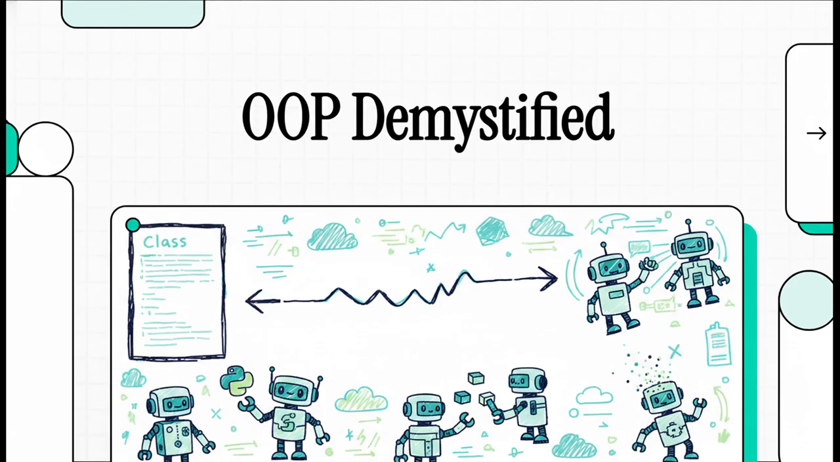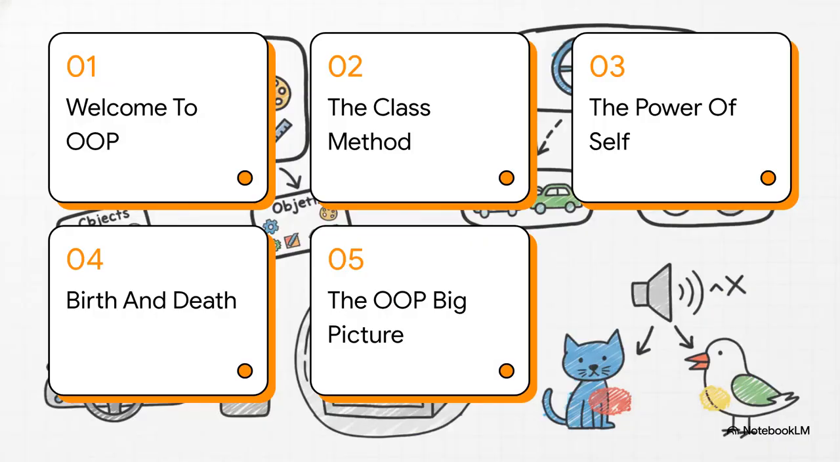We're going to translate all that dense technical syntax into an intuitive everyday life cycle. By the end of this, you won't just understand how Python objects work, you're going to see them almost like living, breathing things inside your code. Let's get into it. Okay, let's dive into this.